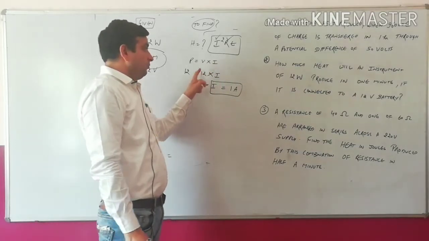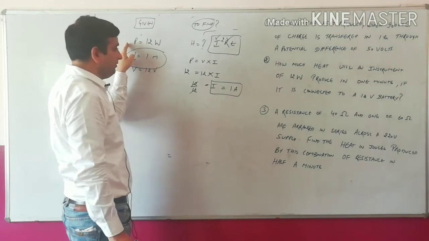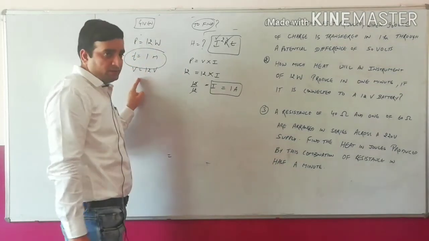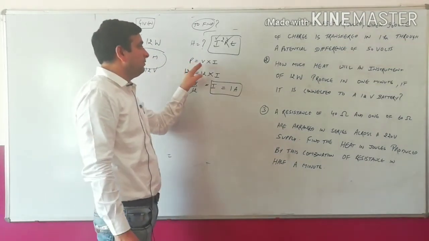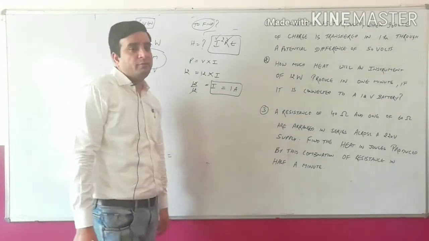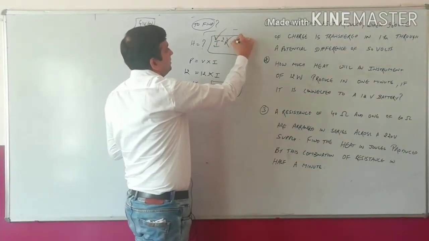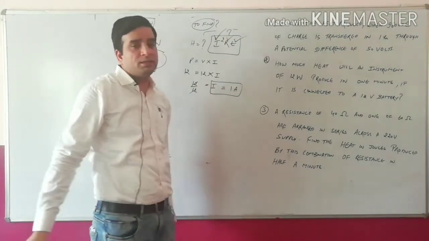So why have I used this formula? Note, because power is given and potential difference is given, and the formula for power is V into I. That is why I have used this formula. So current we have already calculated. This is done. Only thing that is left is R.